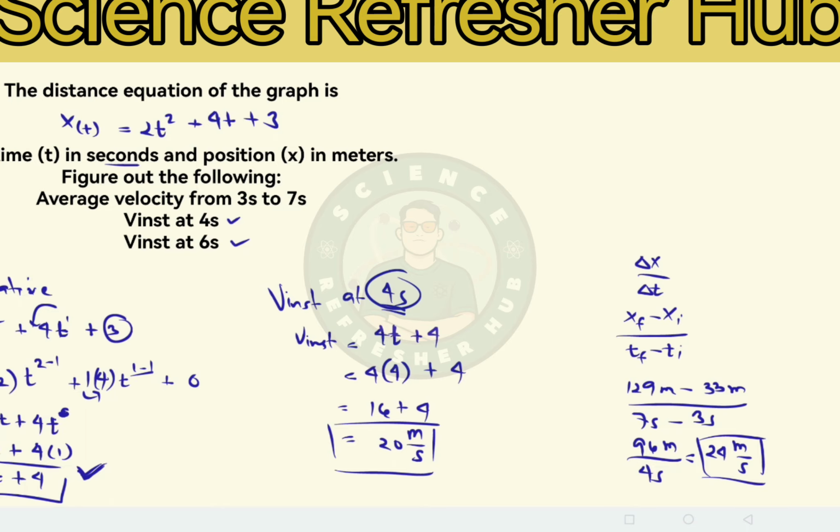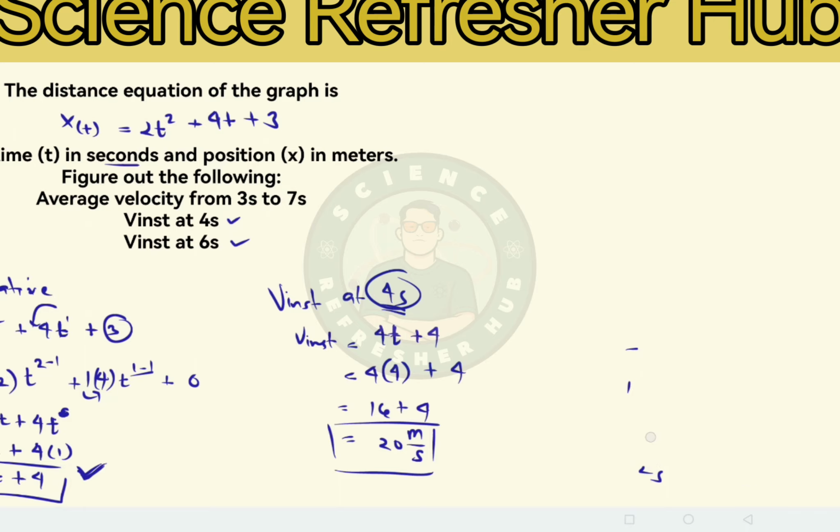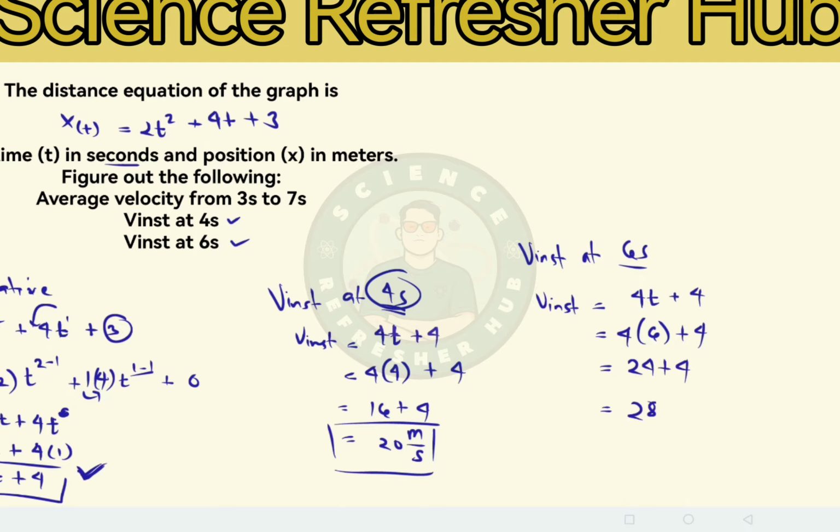What about the velocity at 6 seconds? V-ins at 6 seconds. So for the instantaneous velocity, we will be using the first derivative of our function, 4t plus 4. So just substitute 6 for the t variable here. So 6, 12, 18, 24, plus 4, you'll have 28. Don't forget the unit, meters per second. This is the instantaneous velocity going to the right, since it's positive, at 6 seconds.